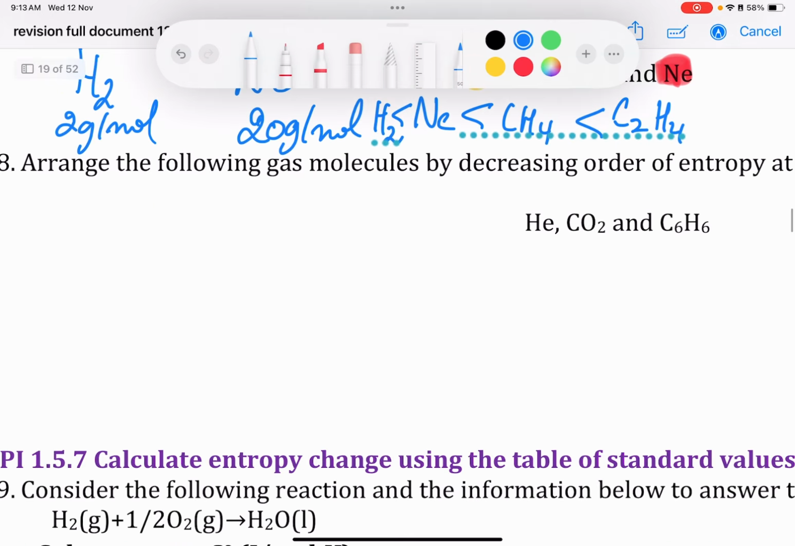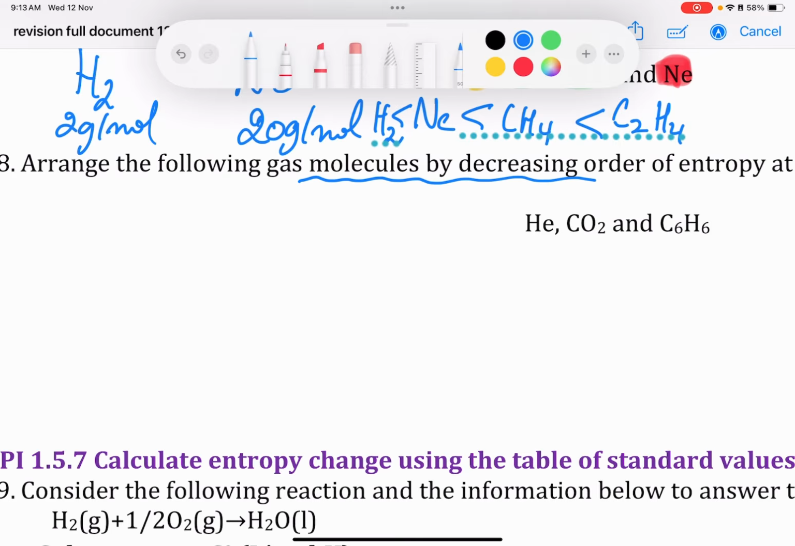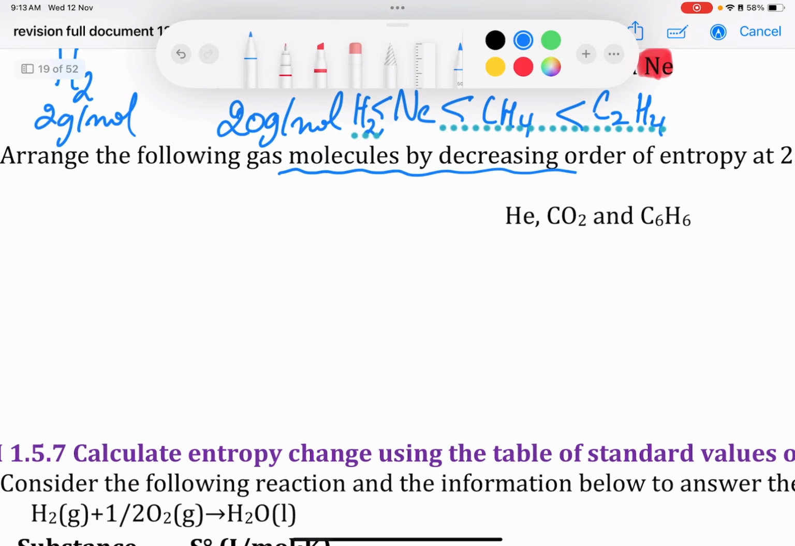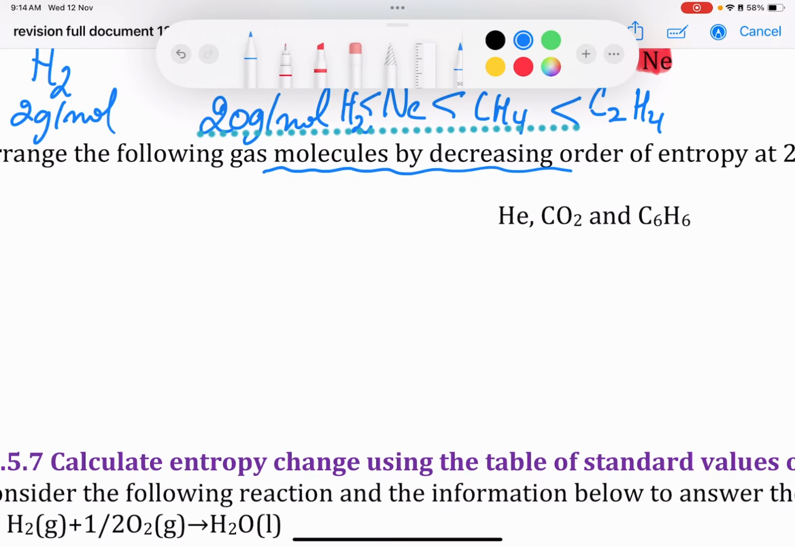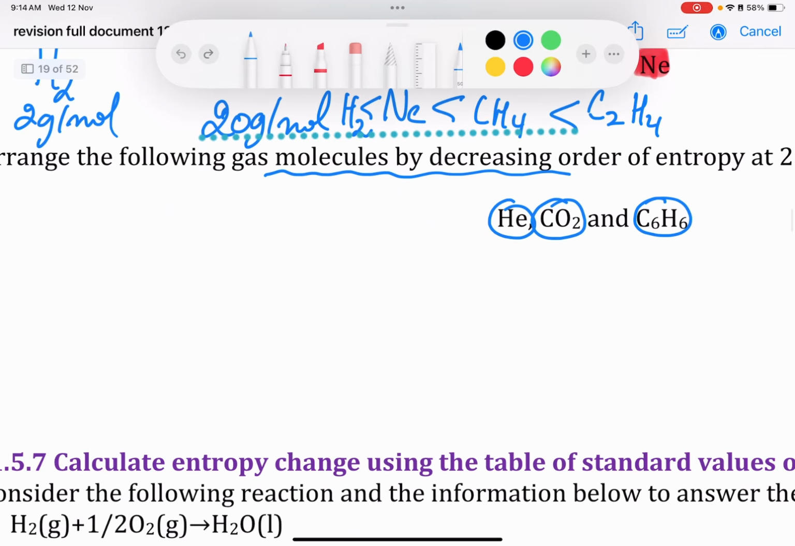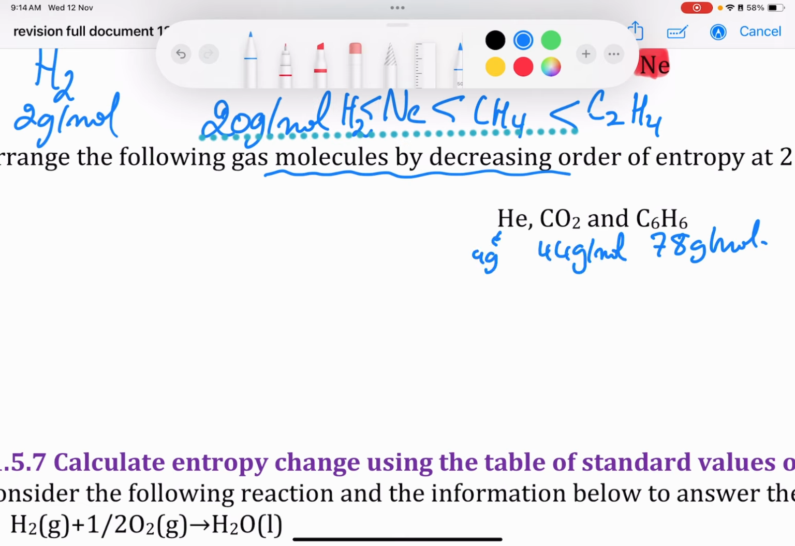So let's move on to another example. Arrange them in the order of decreasing entropy. So here, that's a more complex molecule, that's a less complex one, and that's the least. Even if I compare their masses, there's a big difference in the mass. Here I have 6 carbons and 6 hydrogens. The mass is 78 grams per mole. This one is 44 grams per mole, and this one is 4 grams per mole.